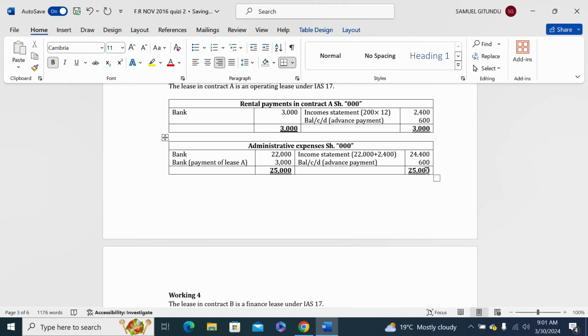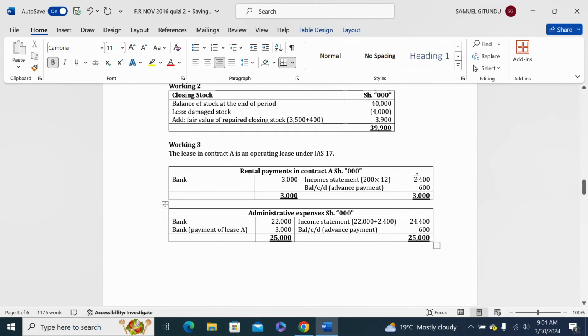Therefore, we are done with that lease. We said that's an operating lease. We are done with that lease.